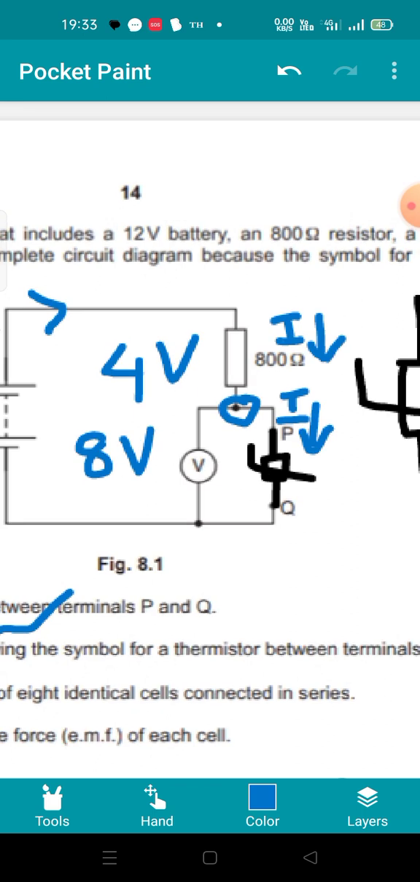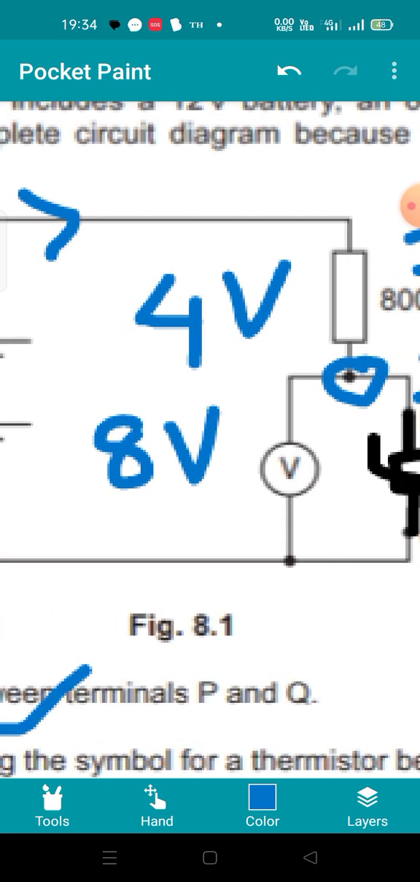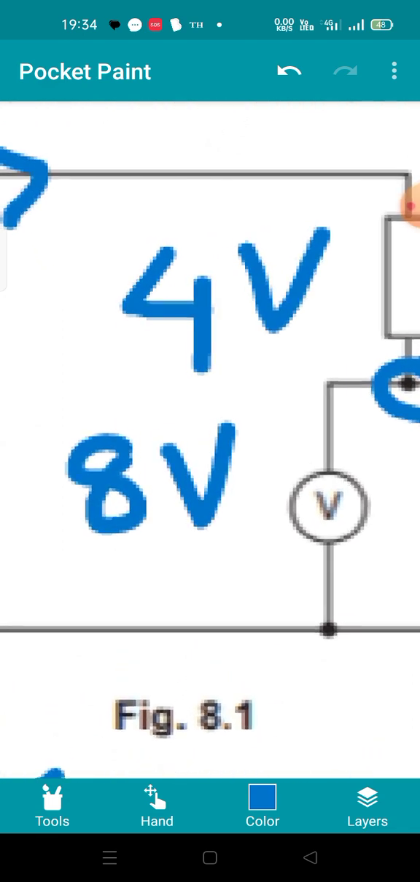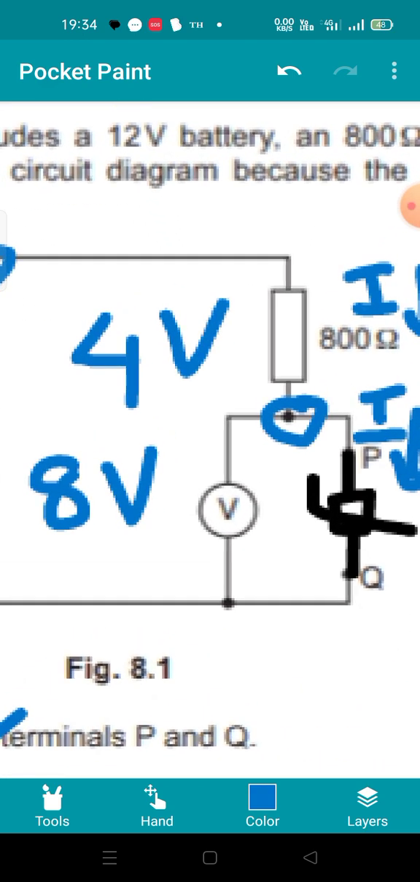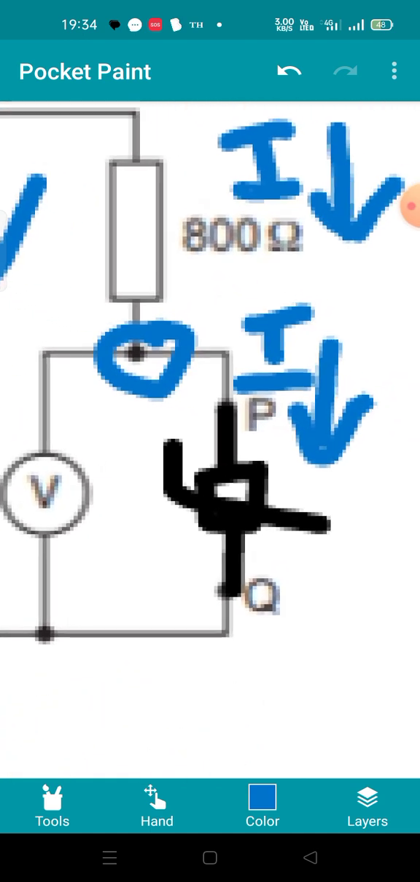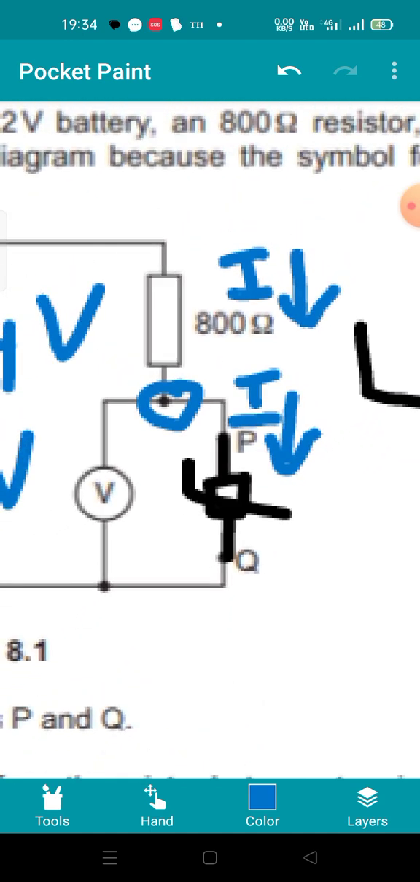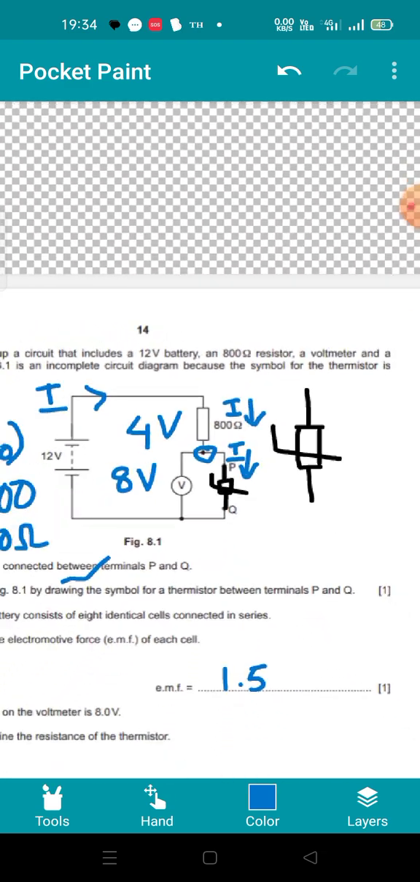Now initially the potential difference across the thermistor was 8 volts. Now it has increased. Remember, it has increased. As the same current flows through the 800 ohm resistor and the thermistor, the potential difference has increased, which implies that the resistance of the thermistor has increased. I told you that the resistance of the thermistor depends on temperature.